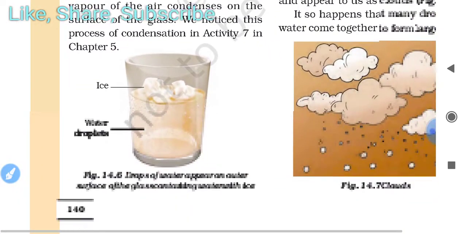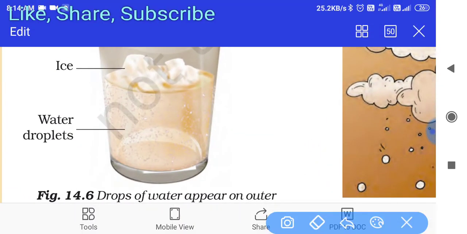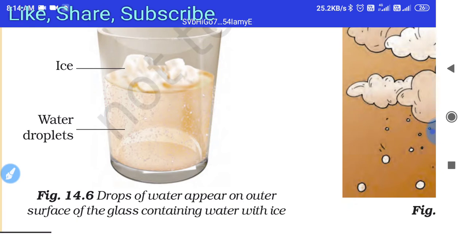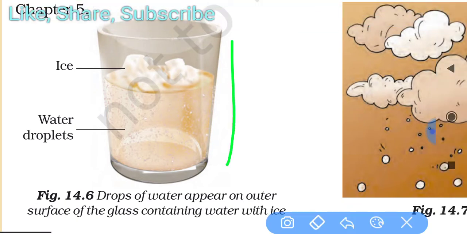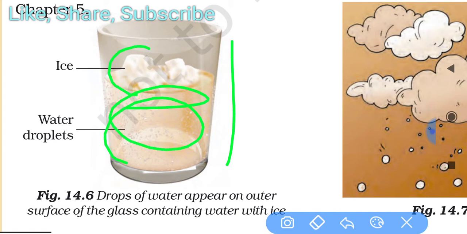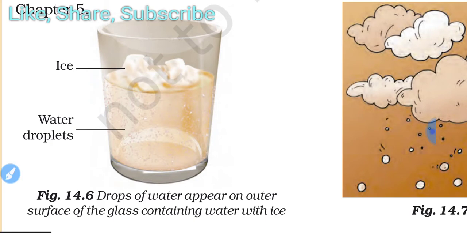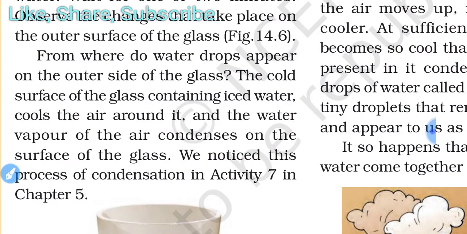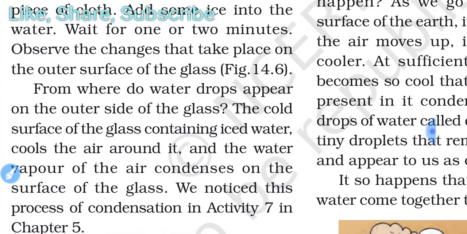It is a very easy experiment. You can do it very easily. You just have to take one glass tumbler, put some water and some ice in it. You can do this activity very easily. Then find the changes on its outer surface.